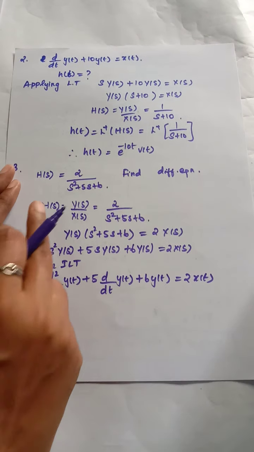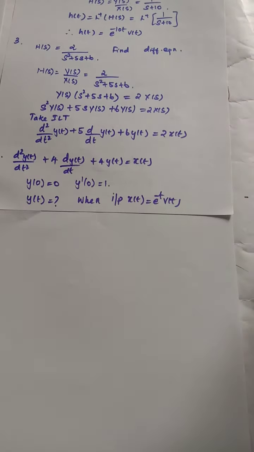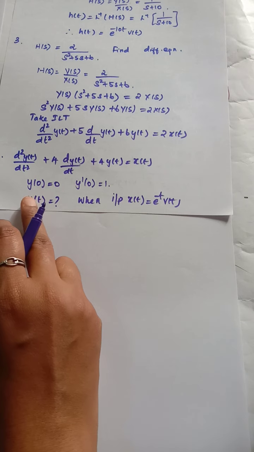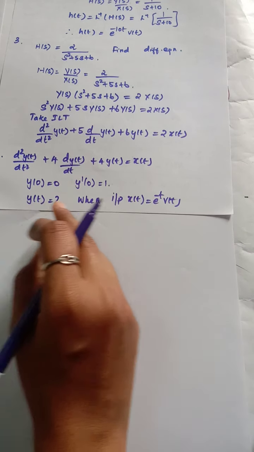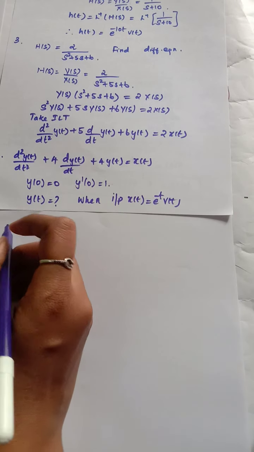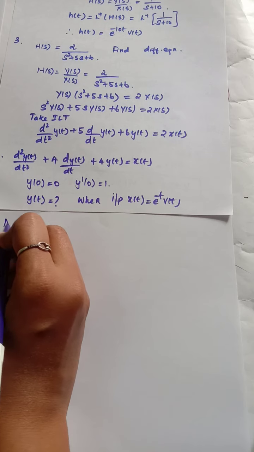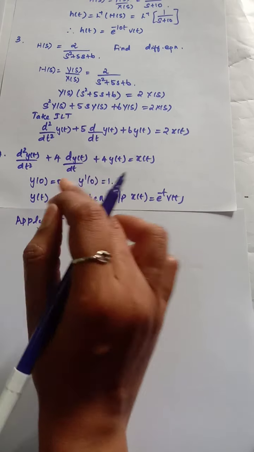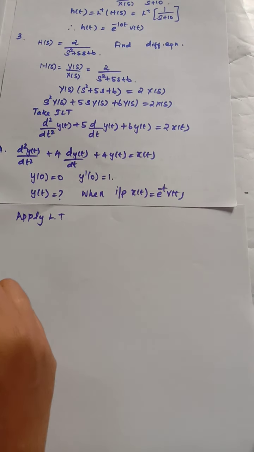Just as we did in the reverse step to obtain the differential equation, now consider this problem. They have given one differential equation, and here they have given the initial conditions. Similarly, you need to find y of t when the input x of t is e power minus t u of t. So here, first we have to apply the Laplace transform. Here you have to choose only the Laplace transform because we need to apply the initial conditions.